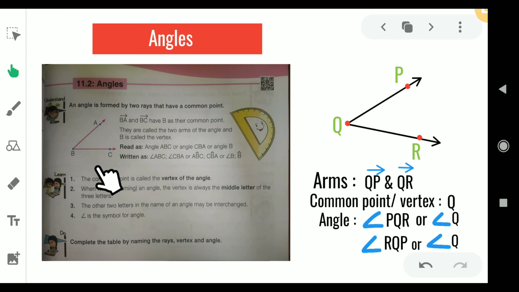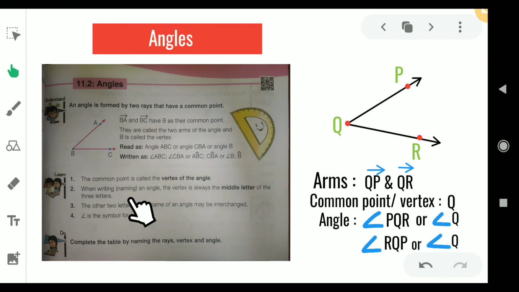Before representing or reading any angle, we must keep these 4 points in mind. First point is that the common point is called the vertex of the angle. So here B is the vertex of the angle, and whenever naming an angle, the vertex is always the middle letter of the 3 letters. Just look here. It is the name of the angle ABC. Look at the vertex here, that is B. So B is exactly between A and C.